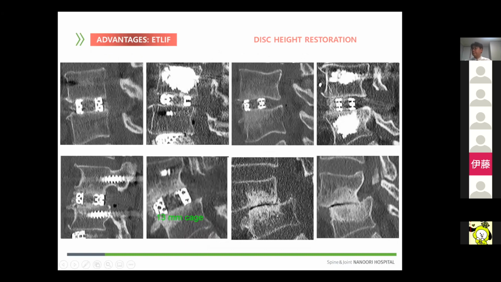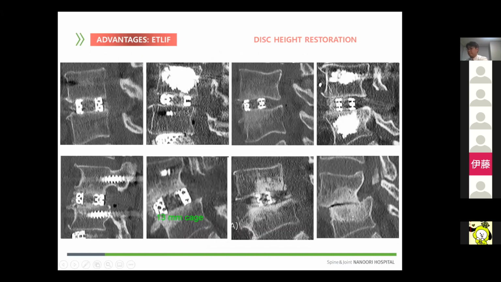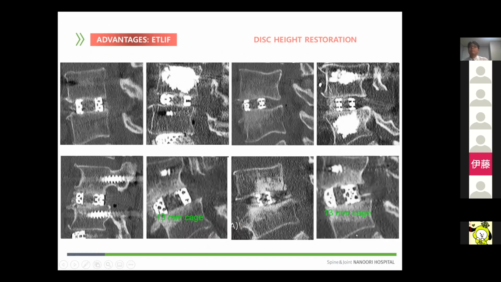A 13mm cage can also be inserted, and you can see we can make restoration like this. Severe disc height loss cases can also be sufficiently restored using the endoscopic adhesive disc drilling technique.